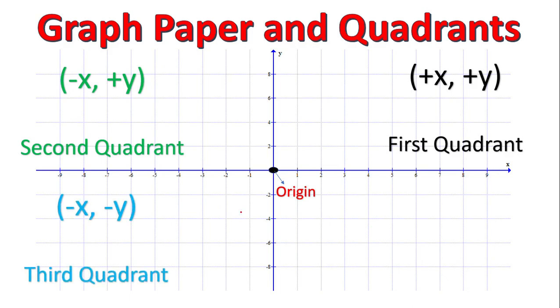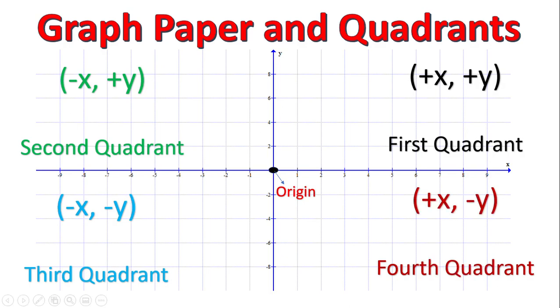Now next is the third quadrant. In the third quadrant, you will have to go left and you will have to go down. Left means x will be negative and down means y will be negative. So in the third quadrant, the coordinates will be both negative, x and y both negative. And the last one is the fourth quadrant. In the fourth quadrant, you will go a little right and you will come down. So for the right, x will be positive, and for the down, y will be negative. So the coordinate of the fourth quadrant will be positive and negative.